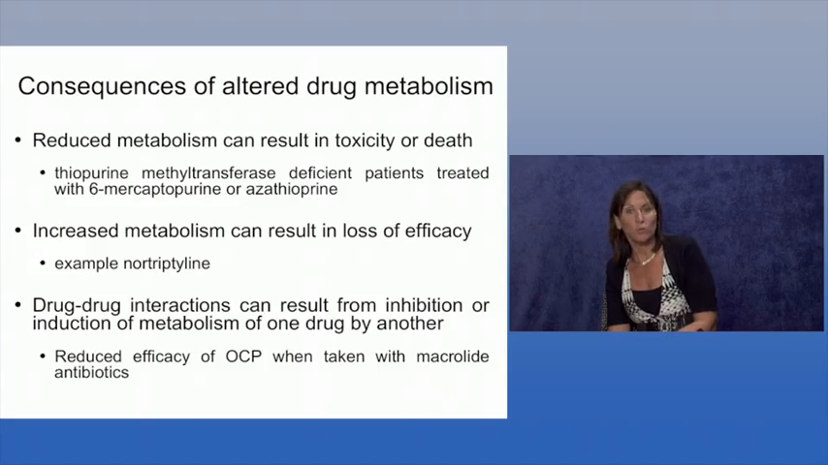Increased metabolism, of course, can result in loss of efficacy if you're looking at that correlation between pharmacokinetics and pharmacodynamics, and the example I just showed you there was nortriptyline. Then I think it's important not to lose sight of the potential of drug-drug interactions. And in this situation, this is where one drug can inhibit or induce the metabolism of another drug. The example I gave you was a supplement with St. John's wort, but it also can be examples of antibiotics and their interaction with birth control.